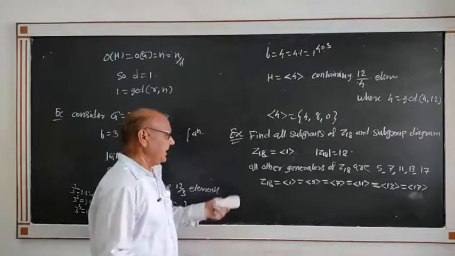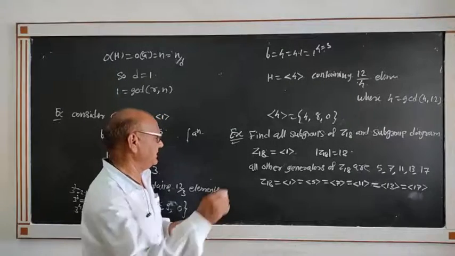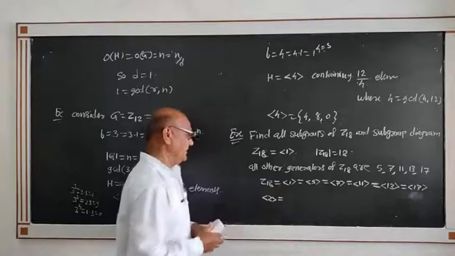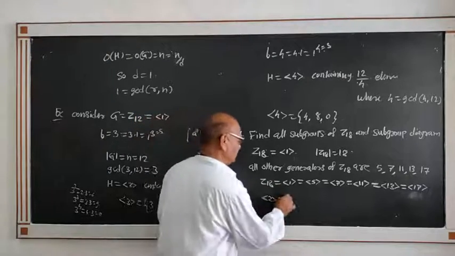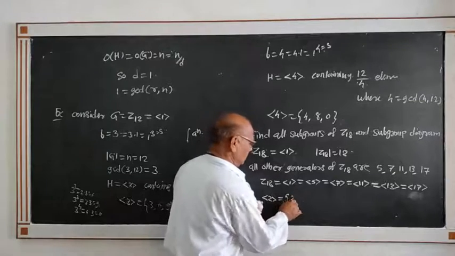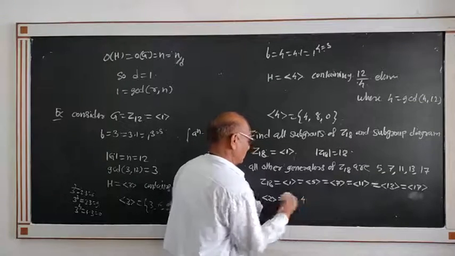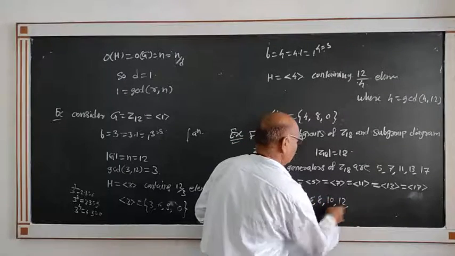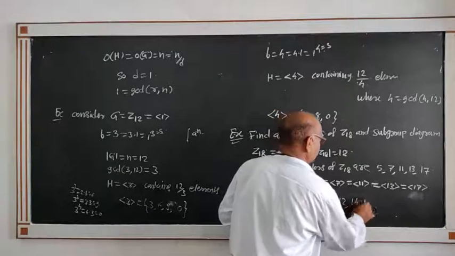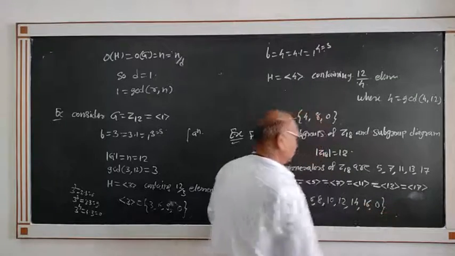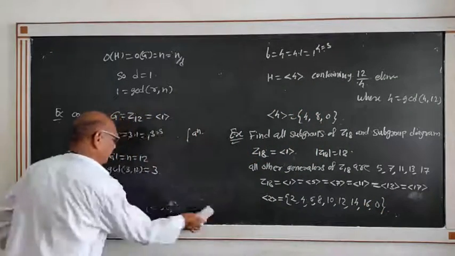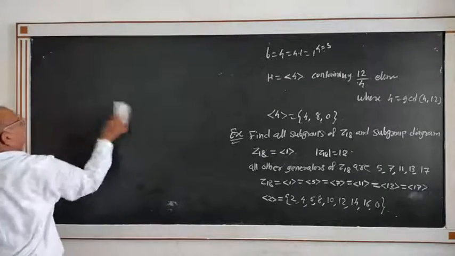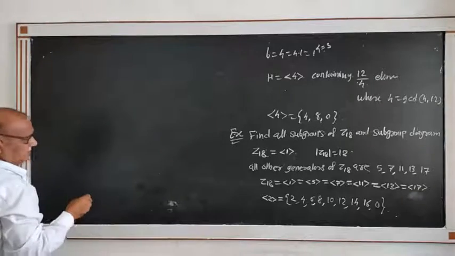Now take another element, that means the subgroup generated by 2. The subgroup generated by 2 gives 2, 4, 6, 8, 10, 12, 14, 16 and 18, which means 0. Now take the subgroup generated by 3.